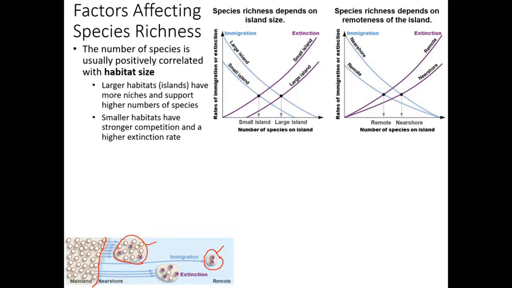This graph up to the right shows you the number of species on an island, and on the y-axis it's also showing you the rates of immigration and extinction. And so I want to point out that larger habitats can support a lot more immigration.